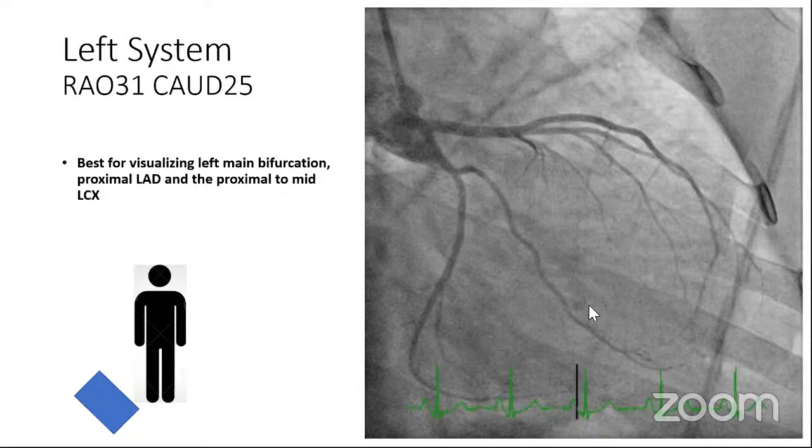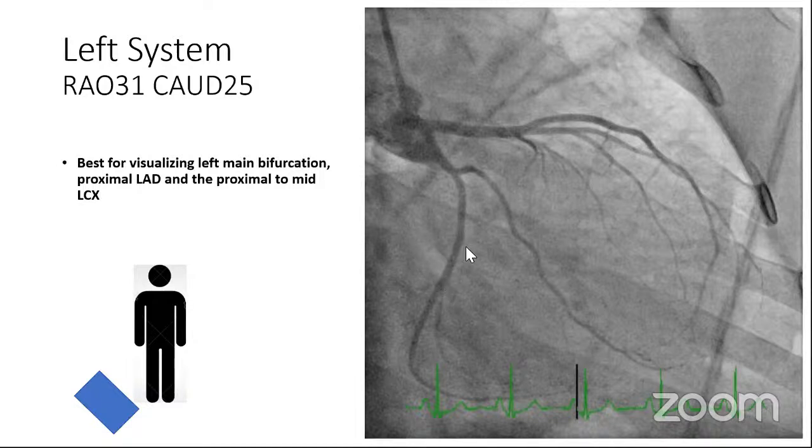So what I like to do is just look at the ribs. If they are directed to the right side, I know I'm in the right orientation, RAO. And then I look for the diaphragm, which I cannot see here. If I cannot see the diaphragm, then I'm in the caudal view. So this is RAO caudal, with the image intensifier or the camera being at this side.